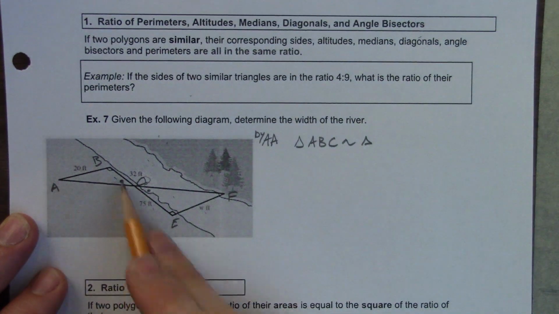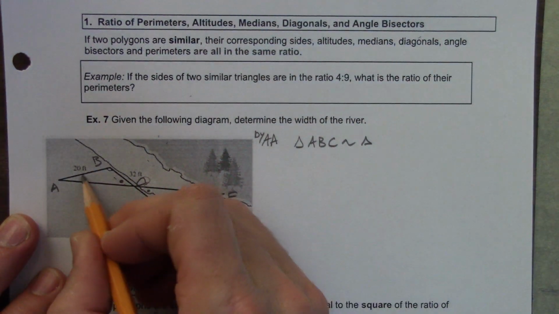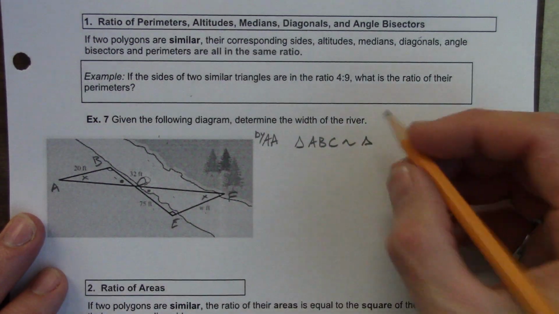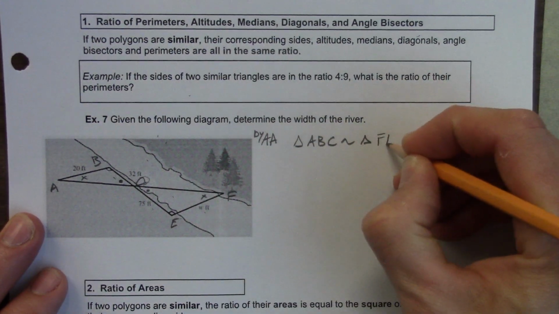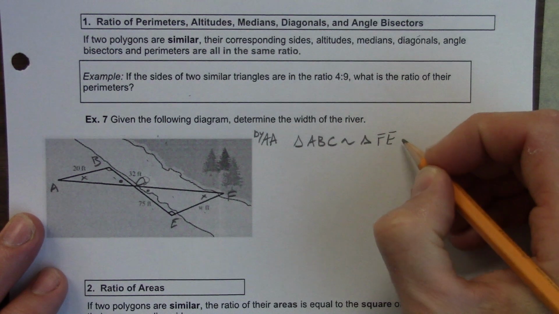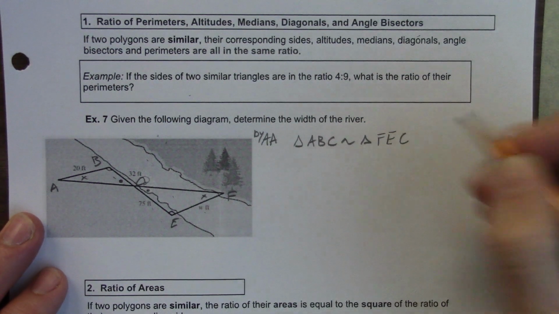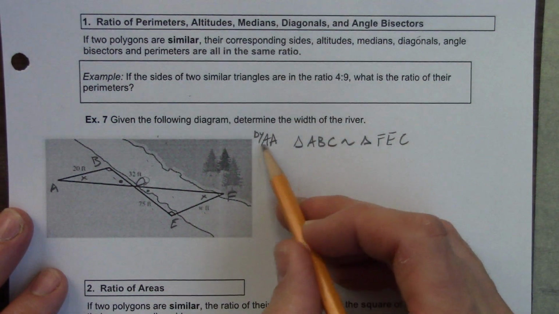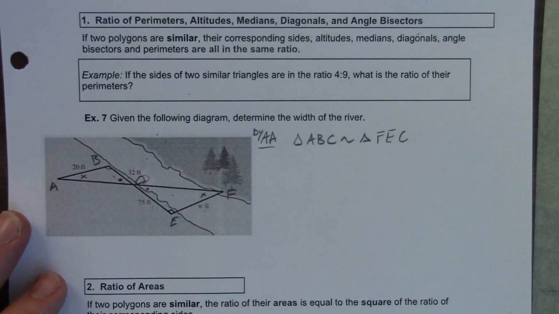Now I need to get these right. This is X angle, so we went A, B, so X to 90. So this would be F, E, and C. These two triangles are similar by angle. Okay, so therefore our ratios are the same.